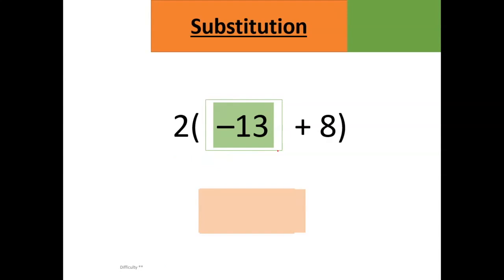So we have -13 plus 8. So -13 plus 8, just got to be careful there. What am I going to get? Oh, wait. -13 plus 8 is -5? Yep, exactly. And then 2 times -5 gives me -10.